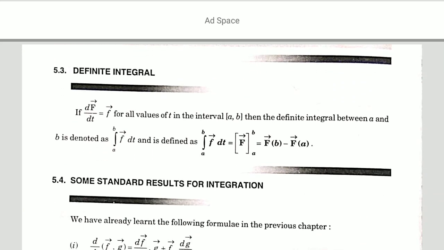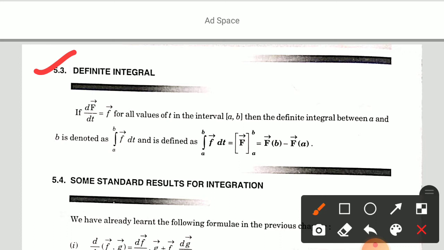Now the next definition, for the definite integral. If dF by dt is equal to f for all values of t in the interval a to b, then the definite integral between a and b is denoted as integration of f dt, limit a to b, and is defined as integration of f dt, limit a to b, is equal to capital F, limit a to b, and also written as F at b minus F at a.